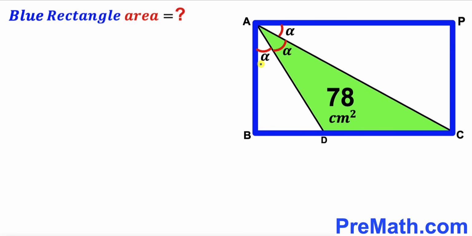And furthermore, this angle DAB is alpha. The angle CAD is alpha. And finally, the angle CAP is alpha as well. In other words, all these three angles are congruent. And now our task is to calculate the area of this blue rectangle ABCP.